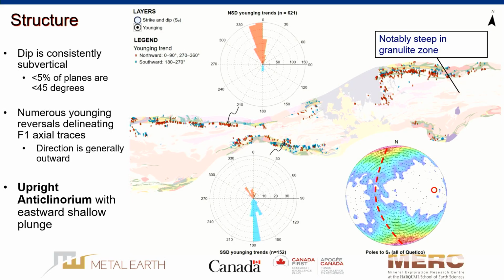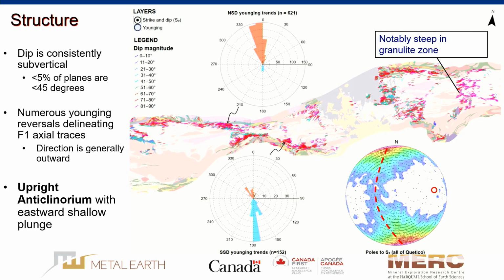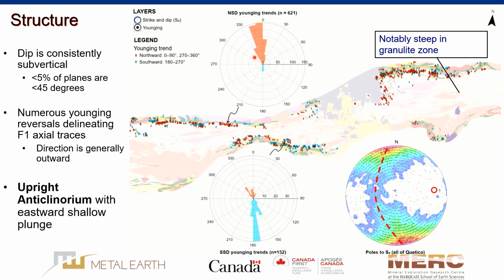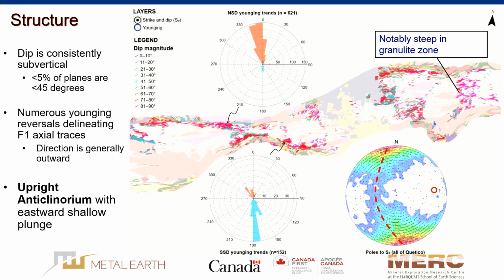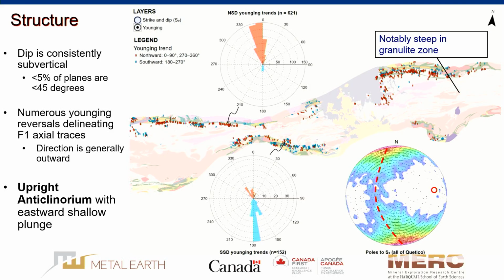At the margins, you get a lot of what are described as these F1 axial folds, which are very cryptic, but you can see reversals in the younging direction. So I compiled all the younging directions that have been reported, and these rose diagrams show that to the north you generally have a northern younging, and then to the south you generally have a southern younging, although there is some variability due to those really tight F1 folds. So this could be described in general as an upright anticlinorium, and there seems to be a shallow eastward plunge to it.